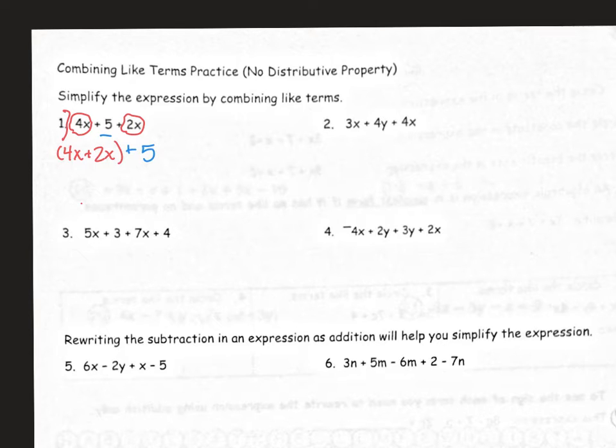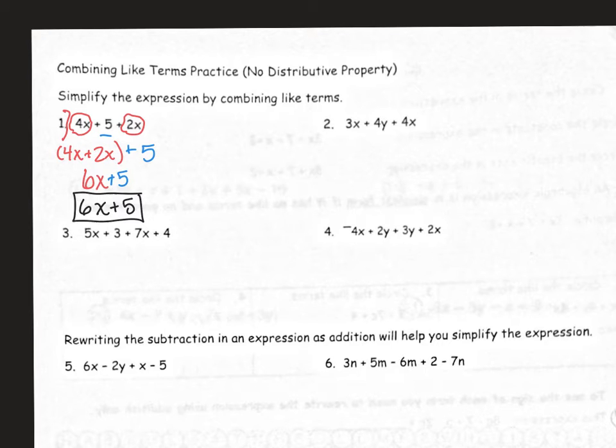This first step here where you see me putting it in the parentheses, that's something that you won't have to show every time, but I'm just demonstrating it to you to be clear. So 4x's plus 2x's is 6x's plus 5. Now I can't add this together to get 11 because these are actually different terms. So 6x plus 5 is the simplified version of this expression. So now we've done that.